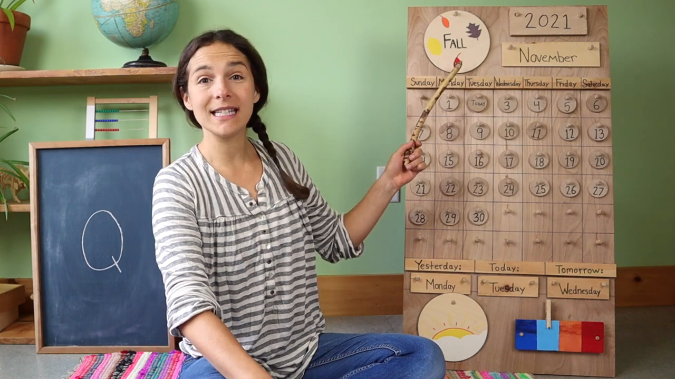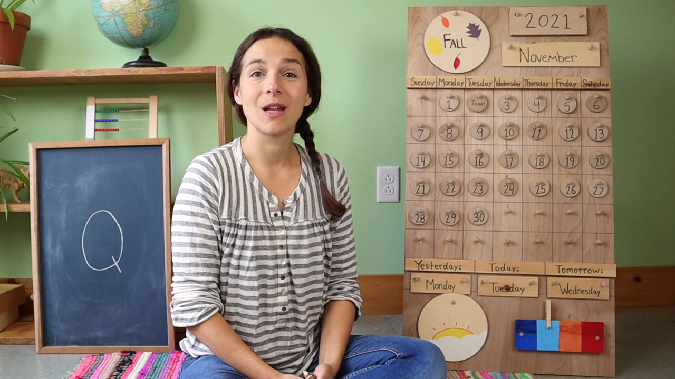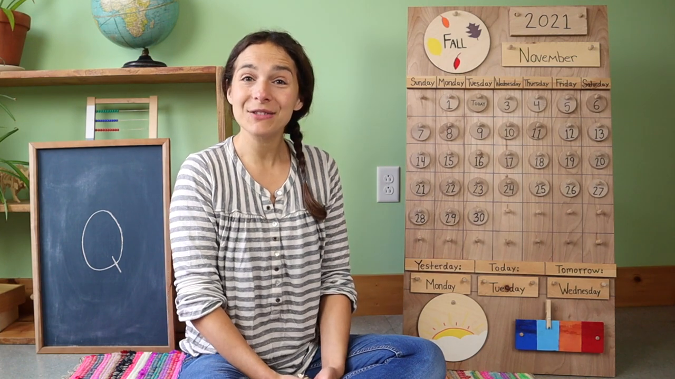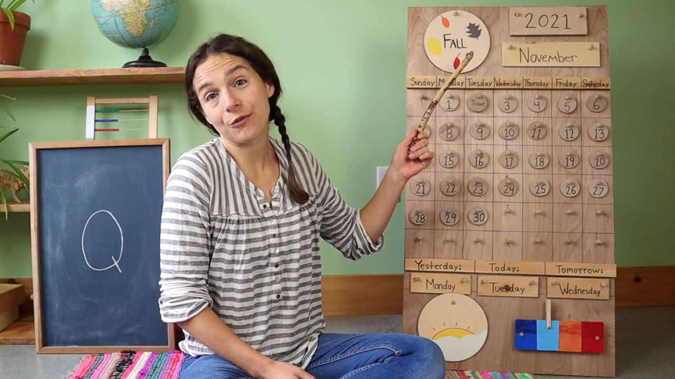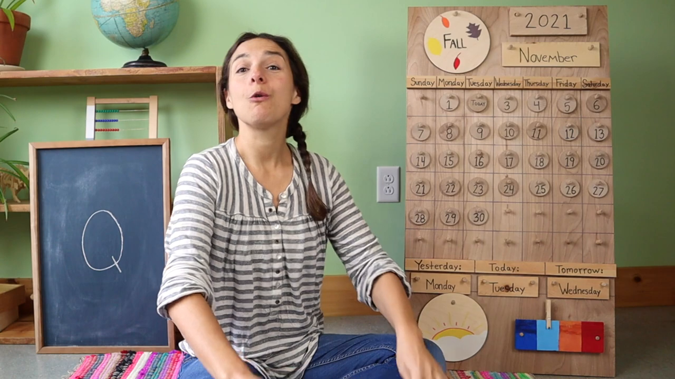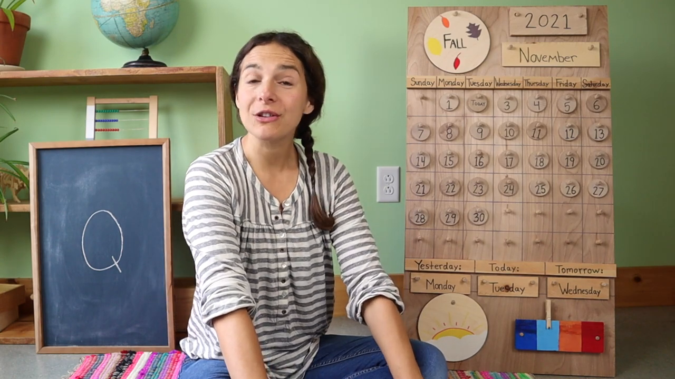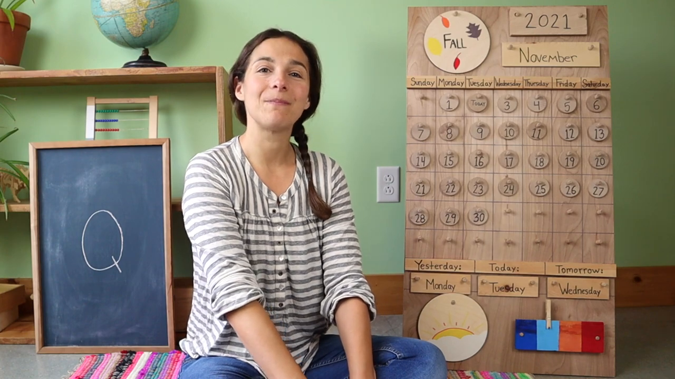Let's go over the season together. What's one way that you can say the season? Autumn. That's right. The other way is fall. The season is fall or autumn. Down at the bottom of the chart, we have a picture of the weather. So let's sing the weather song together before we share what we see outside.